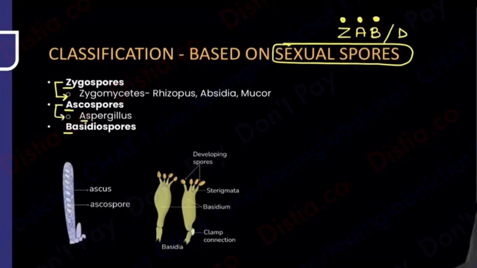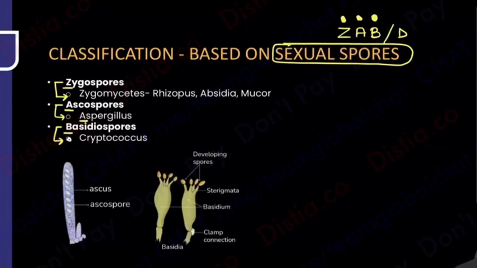Ascospores are going to be present, A for A, in the Aspergillus, and basidiospores are going to be seen in the presence of Cryptococcus. They are seen in, again, B, C coming together. So basidiospores are seen in Cryptococcus. Let's do a recap. When I'm talking about the three, that is ZAB, we have Z for zygospores, that is zygomycetes, A for ascospores, which is Aspergillus, B for basidiospores, which is seen in Cryptococcus.